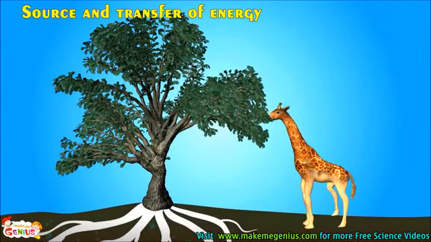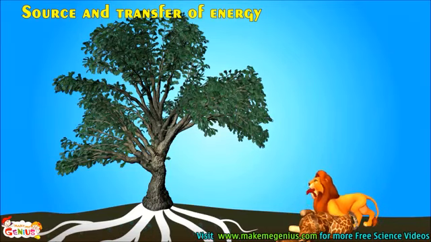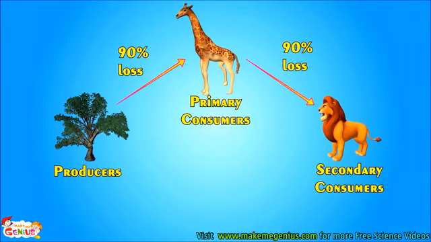Sun gives light energy, which is used by plants to make their food by photosynthesis. These plants are eaten by primary consumers and energy is transferred to them. Now secondary consumers eat these primary consumers and energy is transferred to them too. So does giraffe get all the energy from plant which plant gets from sun? Or does lion get all energy from giraffe which giraffe gets from plant? The answer is no. Actually, 90% energy is lost when it passes from one part of chain to other. Like 90% energy is lost when giraffe eats plant. Similarly, 90% energy is lost between lion and giraffe.